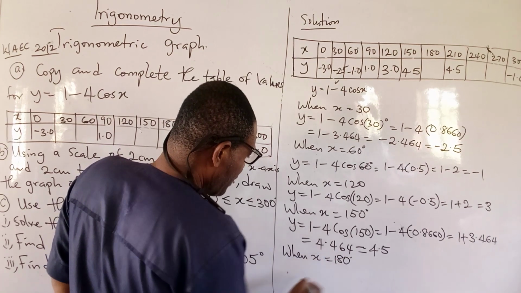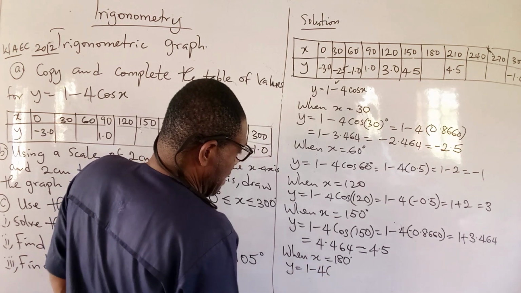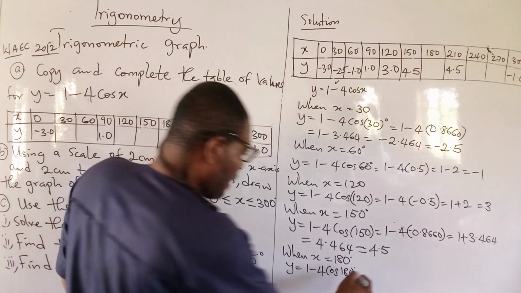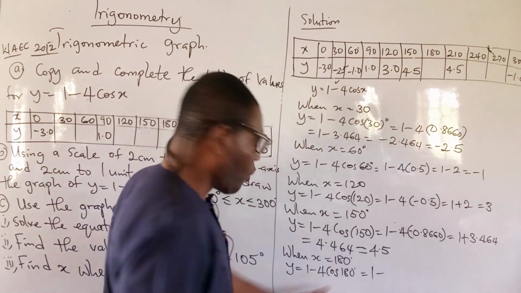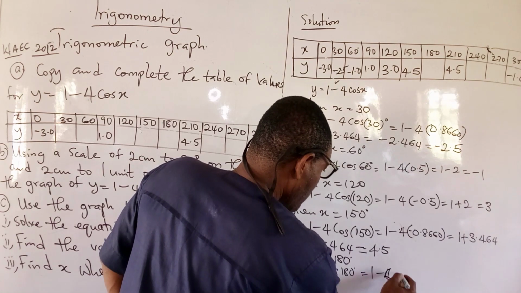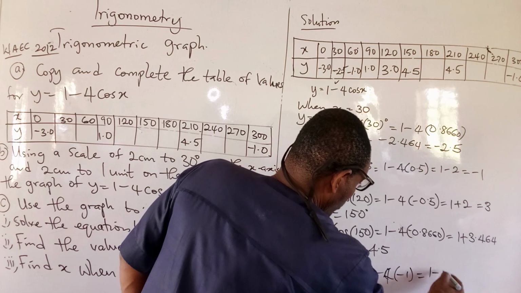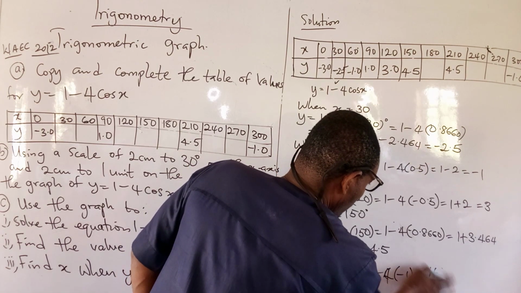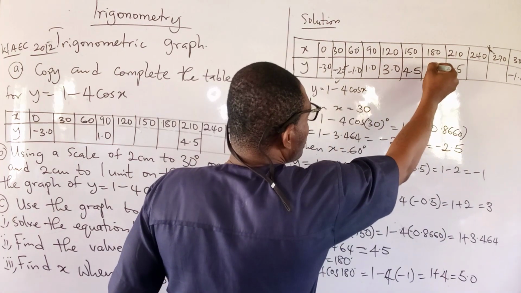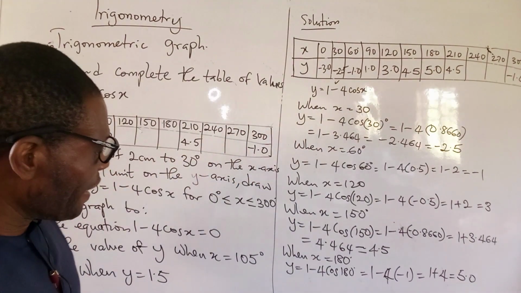Now the next one, y when x is equal to 180 degrees. So y is equal to 1 minus 4 cos 180 degrees. What is cos 180? Minus 1. So we have 4 times minus 1, which gives a positive sign, plus 4. So the value here is going to be 5.0.